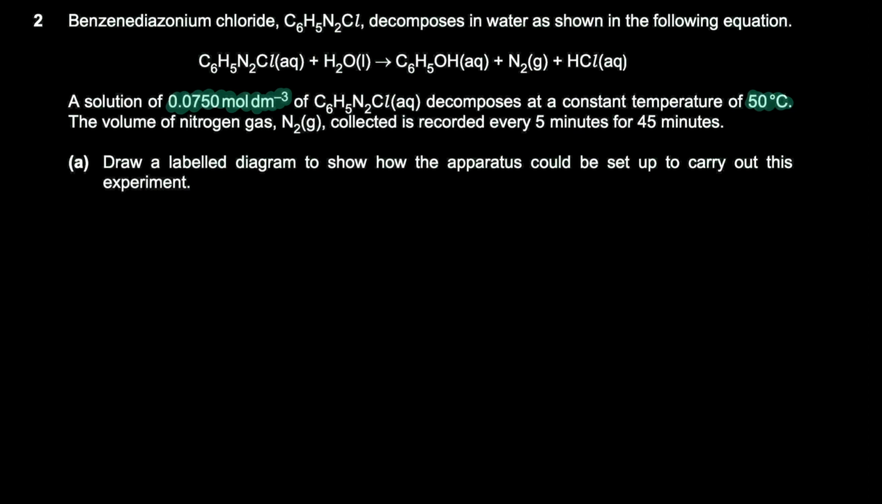So here we want to collect and record the volume of nitrogen gas every 5 minutes. For that we're going to need a graduated gas syringe, and we also want to maintain a temperature of 50 degrees Celsius, so we're going to use a thermostatically controlled water bath. Here we have a flask. You can draw a side-on flask like this. This is connected to your gas syringe. So draw the gas syringe here.